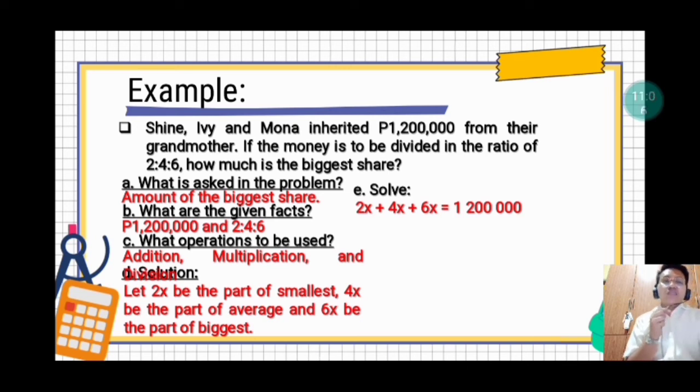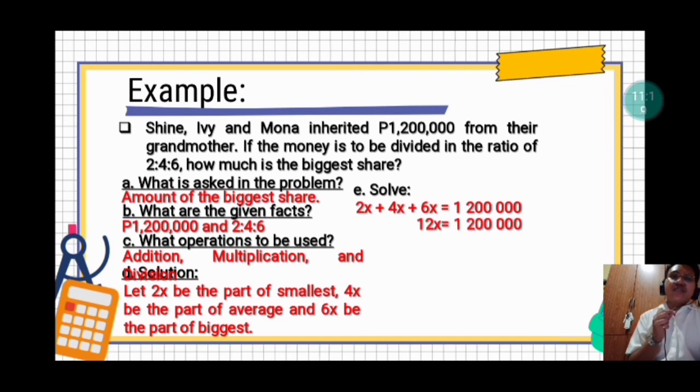1,200,000. Okay, so first we need to add the ratios, 2x plus 4x plus 6x. So this would be 12x, and of course copy the total amount of money that is being inherited from their grandmother. That would be 1,200,000, and of course we need to divide both sides by 12 to eliminate the number 12 here for the x to be remained. So we need to divide both by 12.